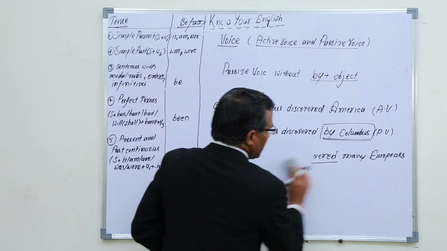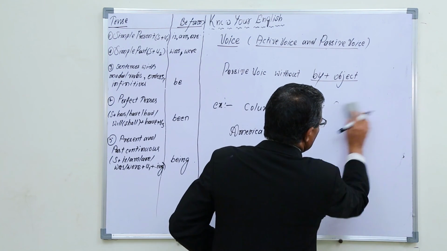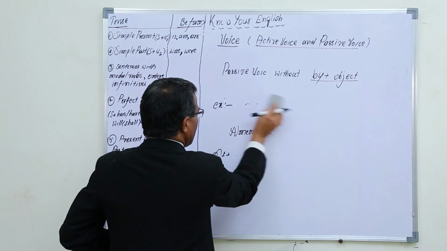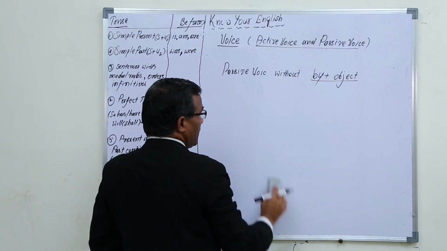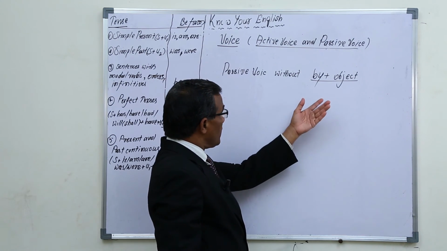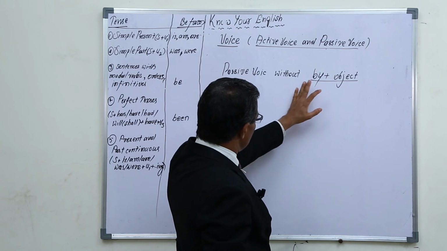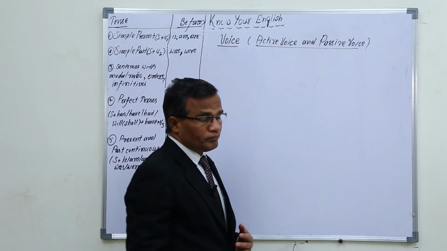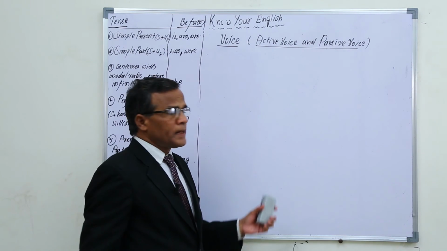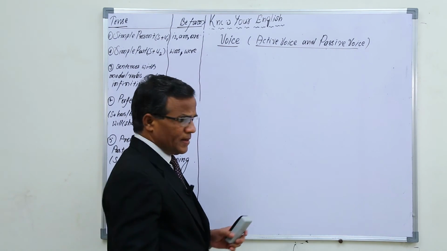Now we have learnt how to transform an active voice sentence into passive voice, and we have seen the importance of passive voice without by plus object also. And now let's come to the questions part. For example, you see, questions the same.